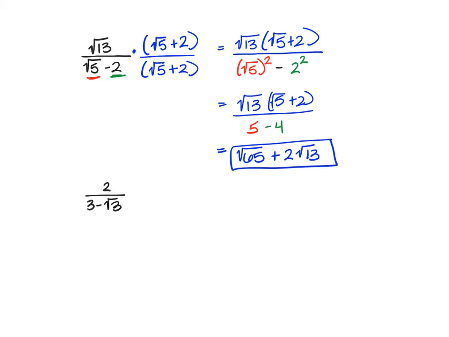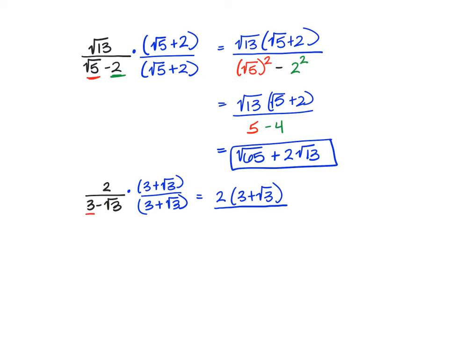Okay, so let's take a look at this next example. So 2 over 3 minus root 3. We're going to start by multiplying by the conjugate. So that would be 3 plus root 3 over 3 plus root 3. That is going to give me 2 times 3 plus root 3. And remember, I personally don't like to multiply in until the very end just to see if I can factor anything out. That's just my personal preference. You can multiply in, but it makes simplifying harder at the end.